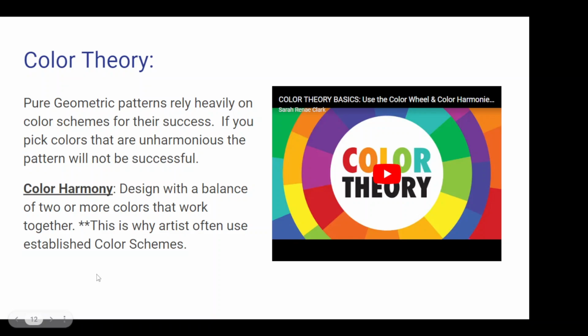That's color theory. We don't need to know a whole lot about wavelengths and how those create color, but we do need to know about color harmony. That's where the colors are in relationship to each other on the color wheel. So your term for color harmony, which is related to color theory, is design with a balance of two or more colors that work together. This is why we often establish a color scheme, and you will be doing that for your pattern. I would like you to stop this video now and watch the video on color theory.